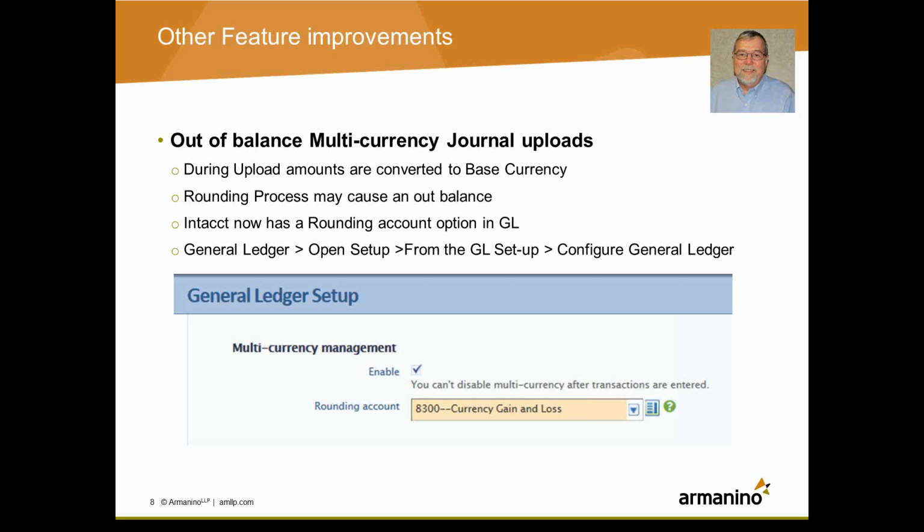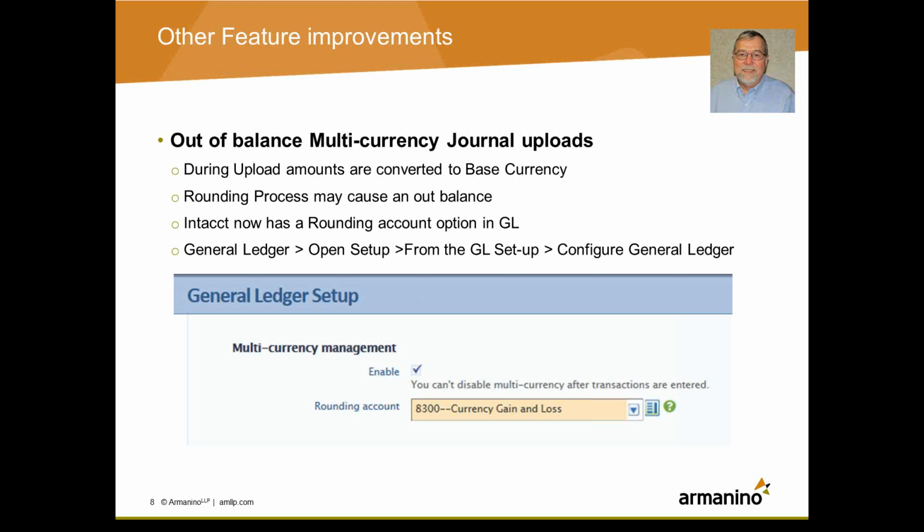Intacct has also made available out-of-balance multi-currency journal uploads, a feature to help make that work easier for you. The process that happens when you're uploading a multi-currency journal entry is that during the upload, the amounts are converted to the base currency, and then there's a rounding process that may cause an out-of-balance.